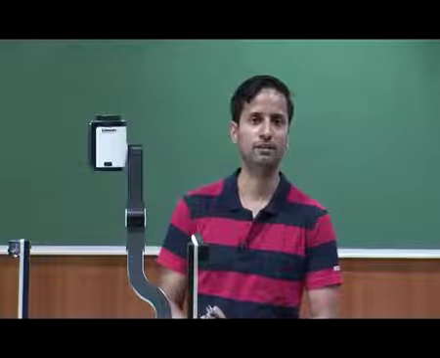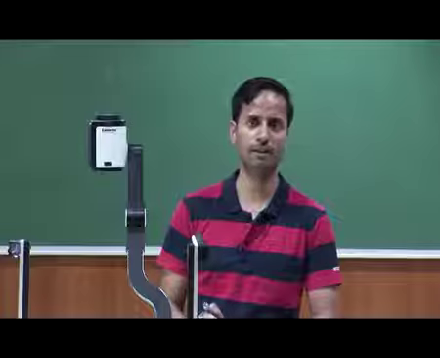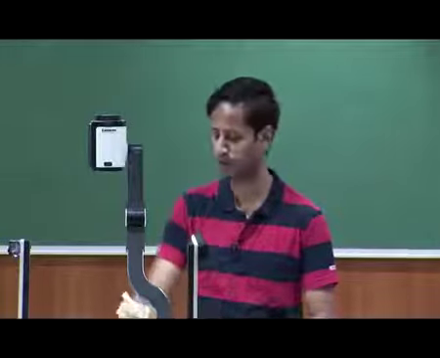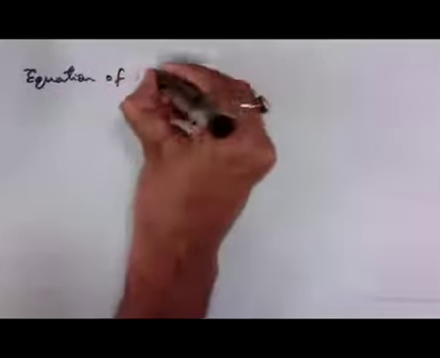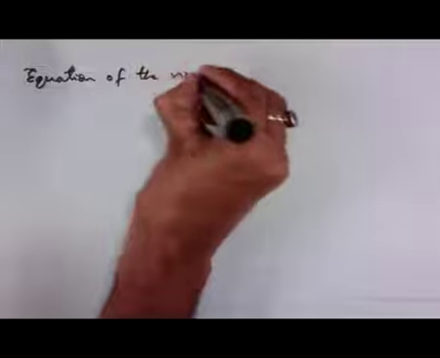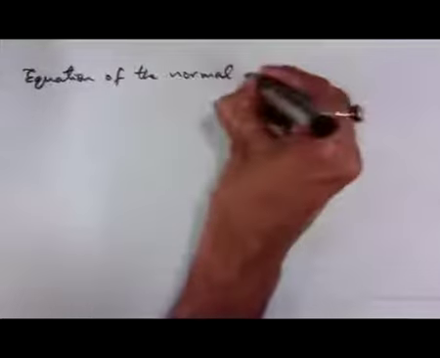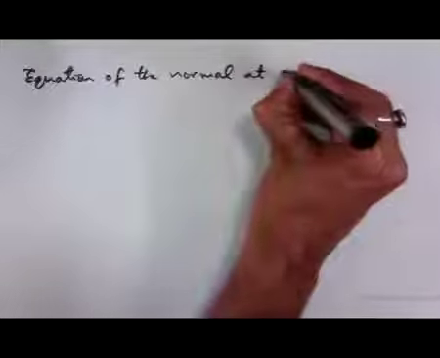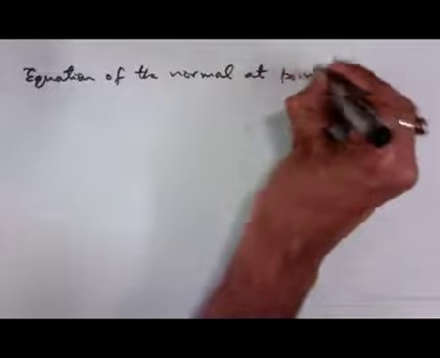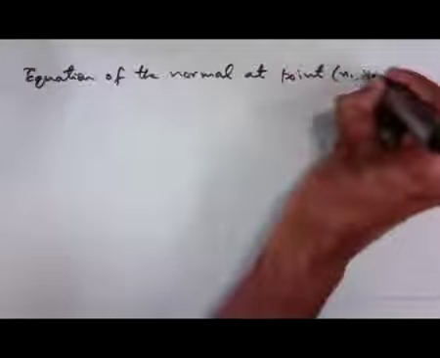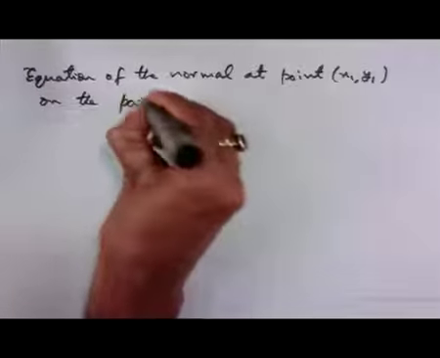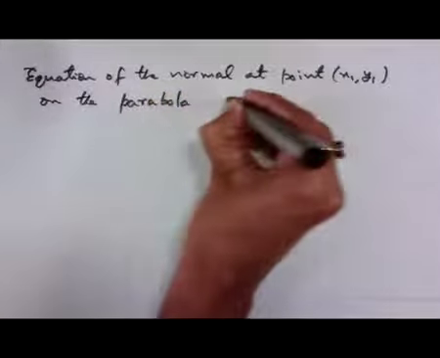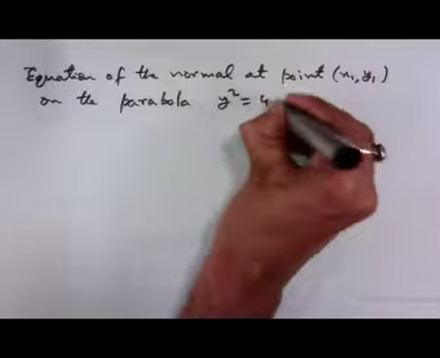Next, we will find the equation of the normal line at any point x 1 y 1. Equation of the normal at point x 1 y 1 on the parabola y square equal to 4 a x.